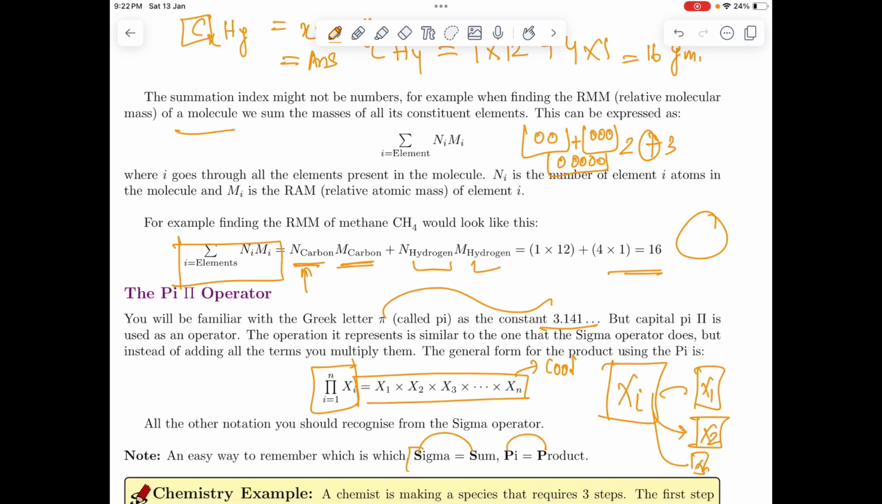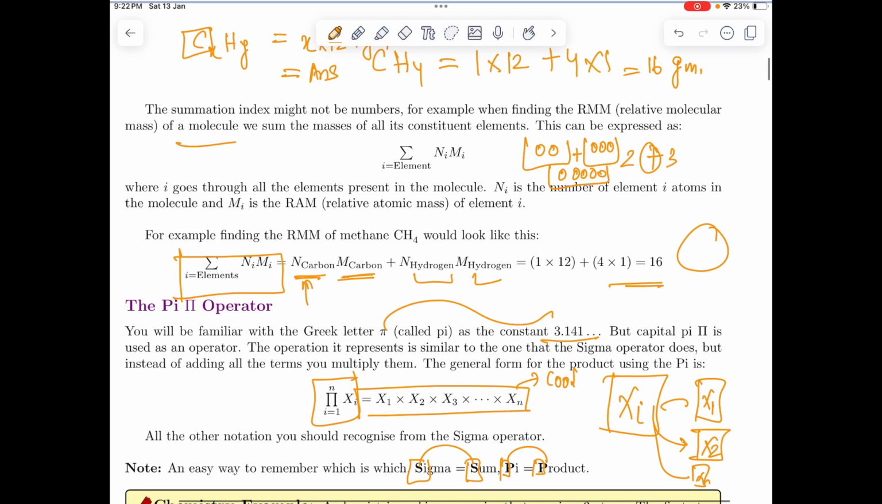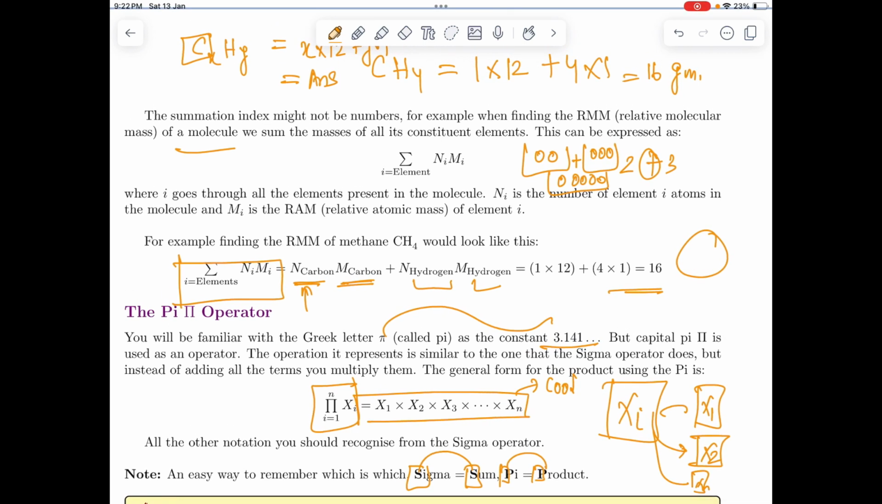All the other notation you should recognize from the sigma operator. An easy way to remember is sigma is sum and pi means product. So S for sum and P for product. That's a cool symbol. Again, as usual.